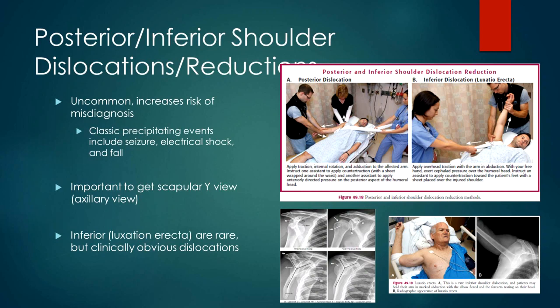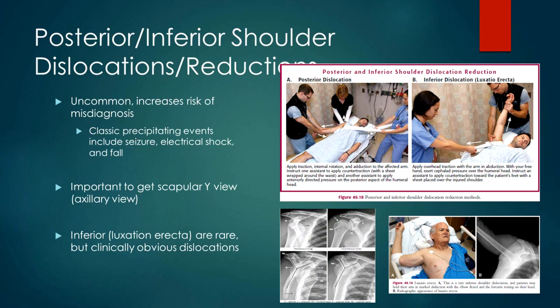Posterior and inferior shoulder dislocations and reductions. These are uncommon, which increases the risk of misdiagnosis. Classic precipitating event includes some type of seizure, electrical shock, or fall. It is important to get the scapular Y view or the axillary view.